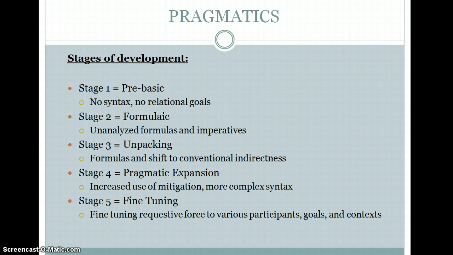The stages of development, these were in our text. Stage 1 is pre-basic. There's no syntax, very short one or two word phrases. Stage 2 is more formulaic, unanalyzed formulas and imperatives, things like I'm sorry, excuse me. Stage 3 would be unpacking, so some formulas, and a shift to more conventional indirectness. Things like, can you please do this or that.